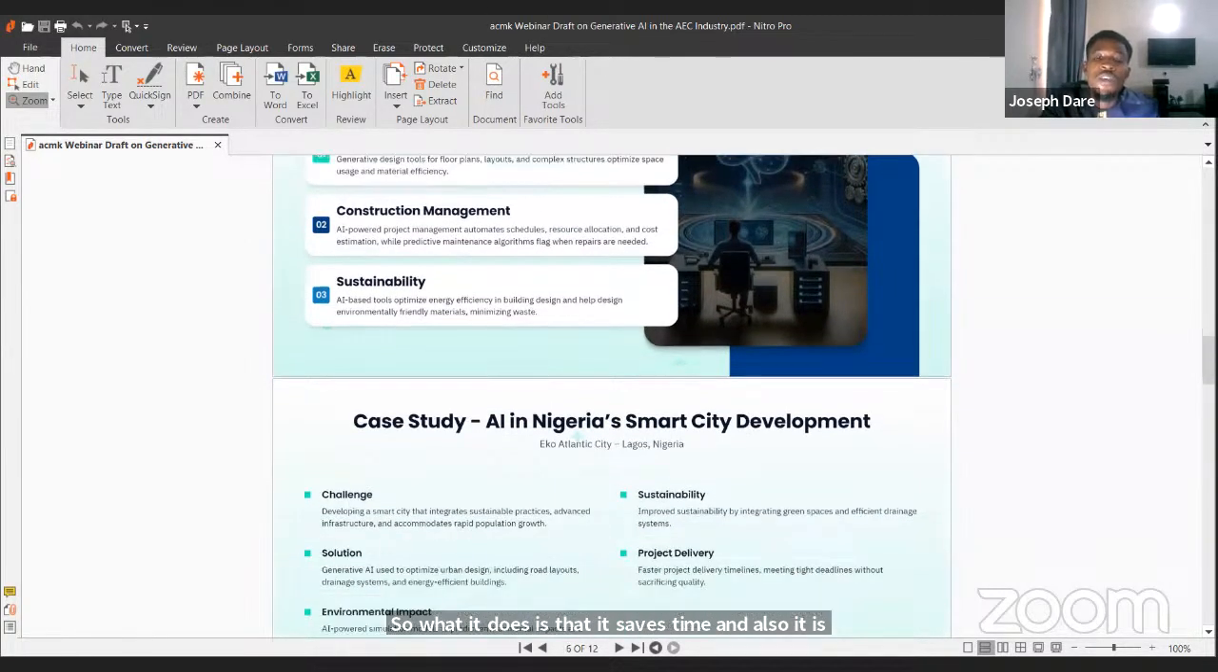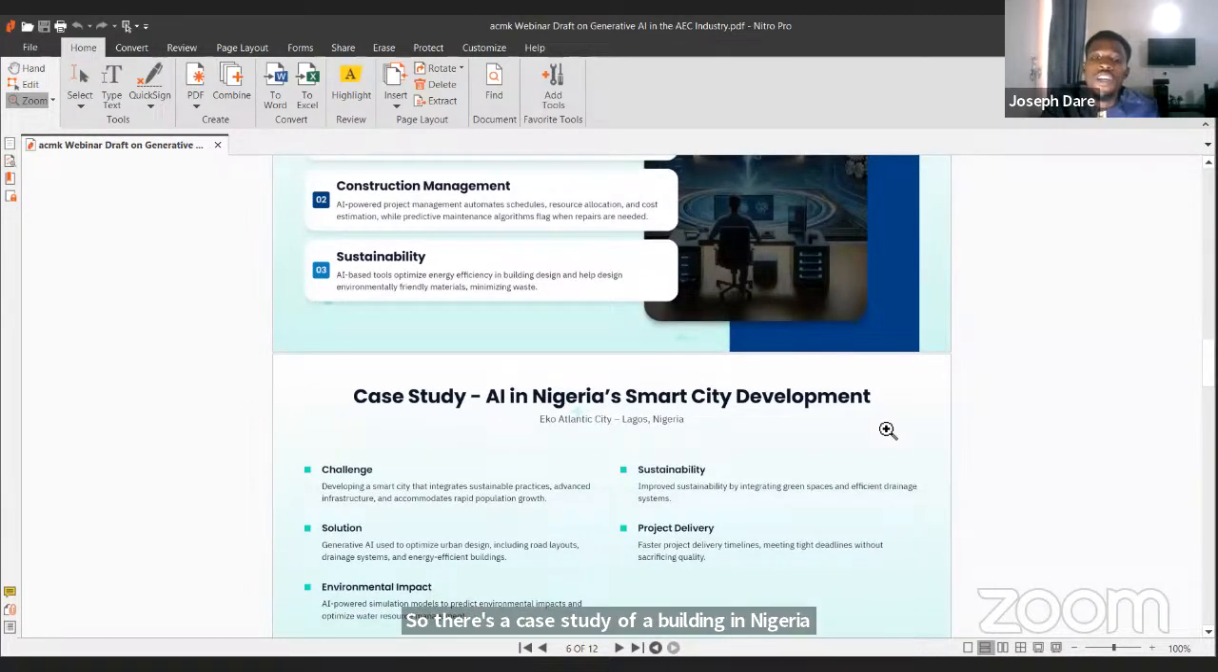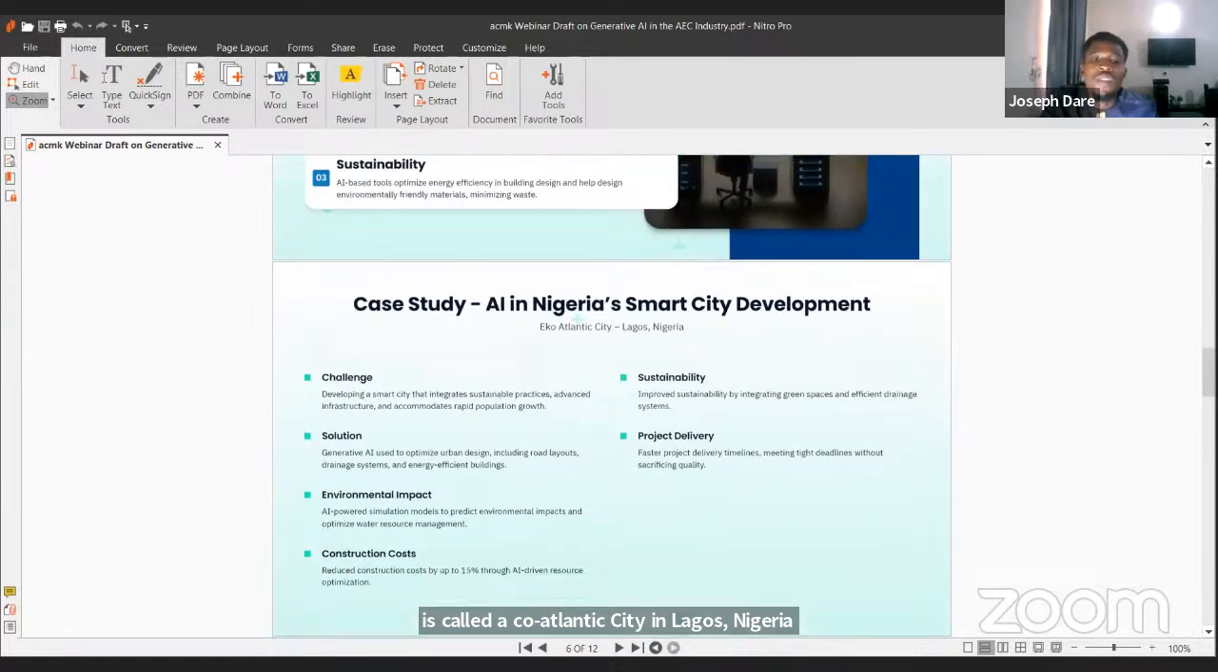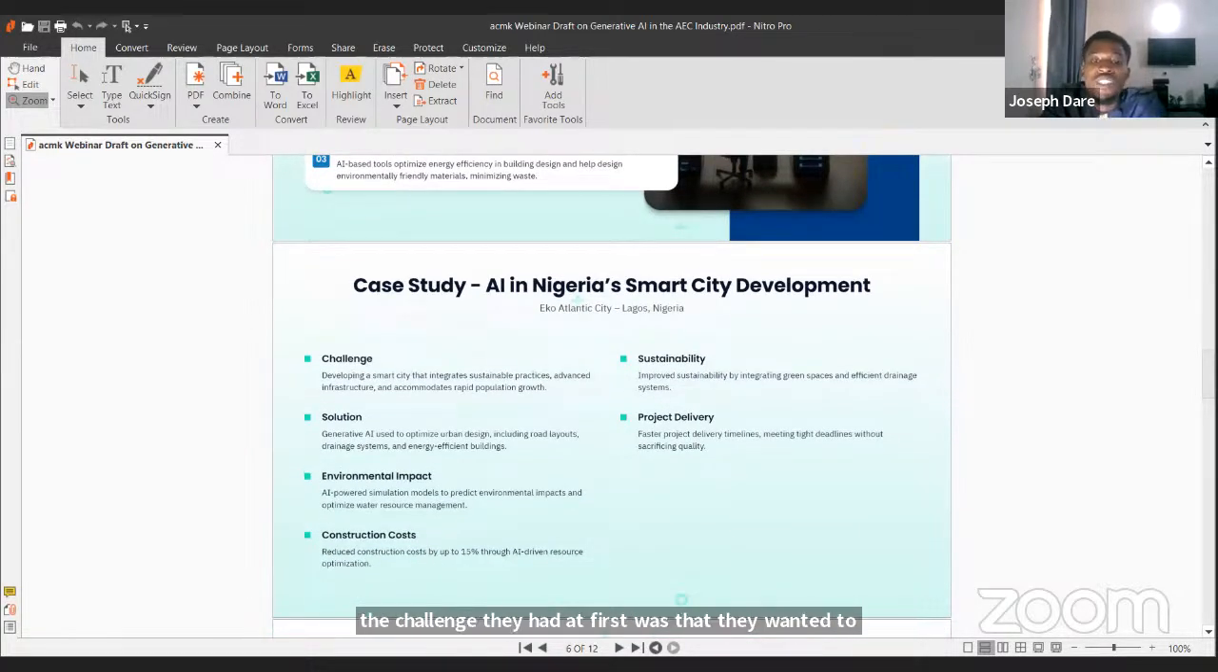There's a case study of a development in Nigeria called Eko Atlantic City in Lagos. The challenge they had at first was that they wanted to develop a smart city that integrates sustainable practices and advanced infrastructure, and accommodates rapid population growth. So they used generative AI platforms to optimize the urban design, including the road layout, by using Forma. And for environmental impact, they used AI-powered simulation models to predict the impact and optimize water resource management.